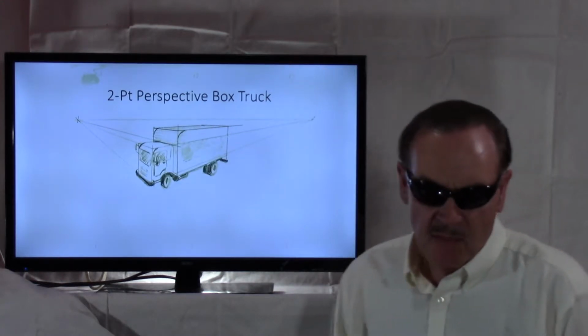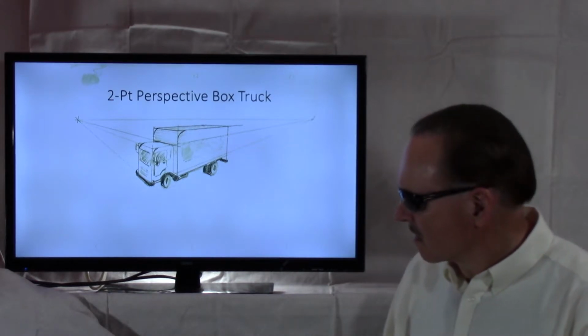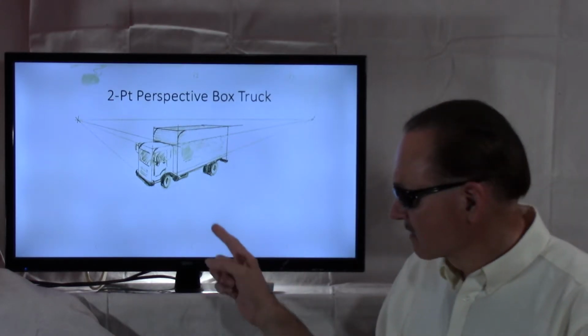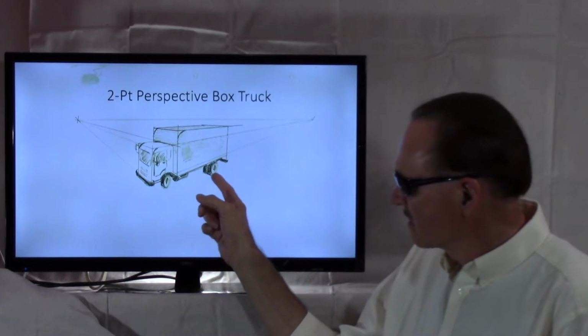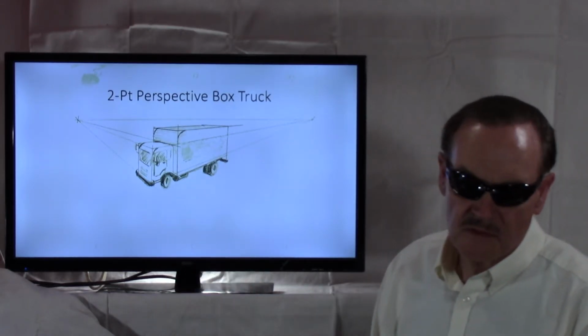Now, you remember how we drew ovals, and we did them in kind of a box first. If you think back to that lesson, you'll see that this tire as well as these tires would easily fit inside the box. That's why they look like ovals.